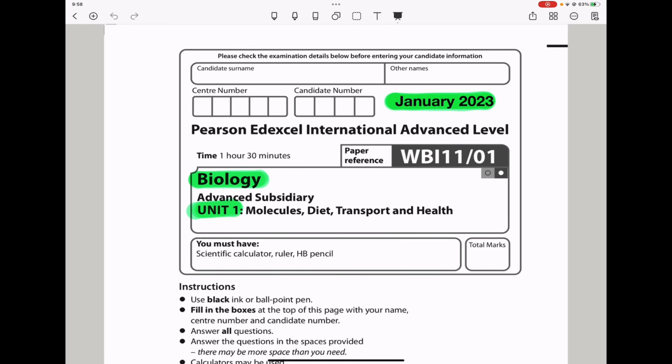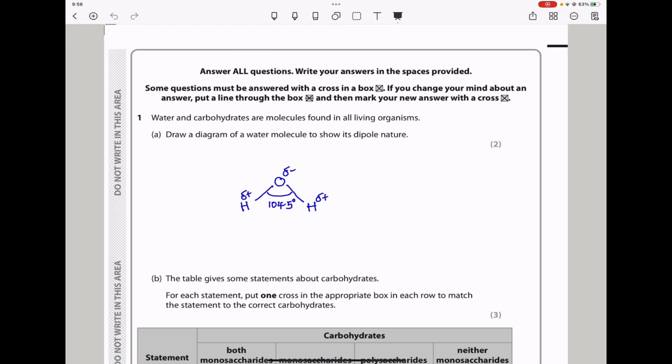Today we're doing the Pearson Edexcel International A-Level Biology Unit 1 for January 2023. Let us begin with the first question. Question 1. Water and carbohydrates are molecules found in all living organisms.